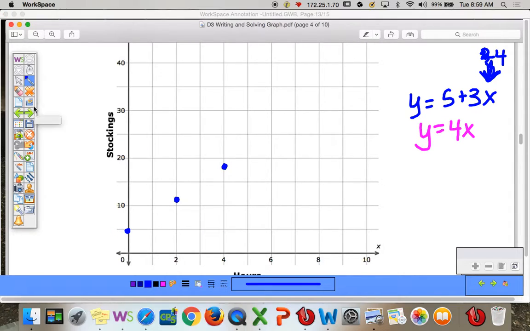And then the second one, Nidra, she starts at 0, but she goes up 4 every hour. So after 2 hours, she's gone up to 8. After 4 hours, she's gone up to 4 times 4 is 16. After 5 hours, she's gone up to 20.